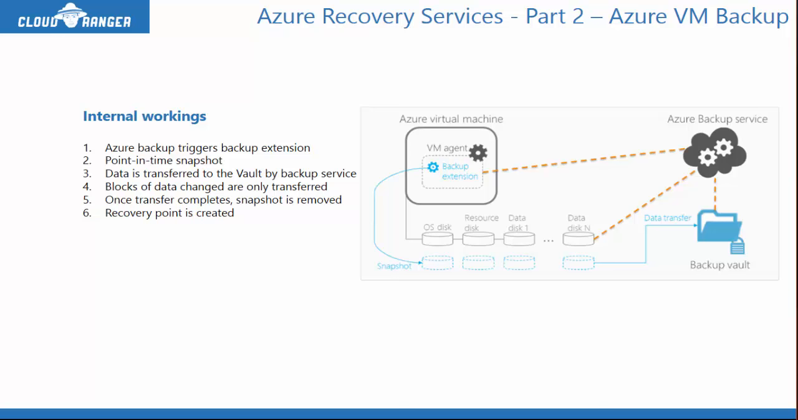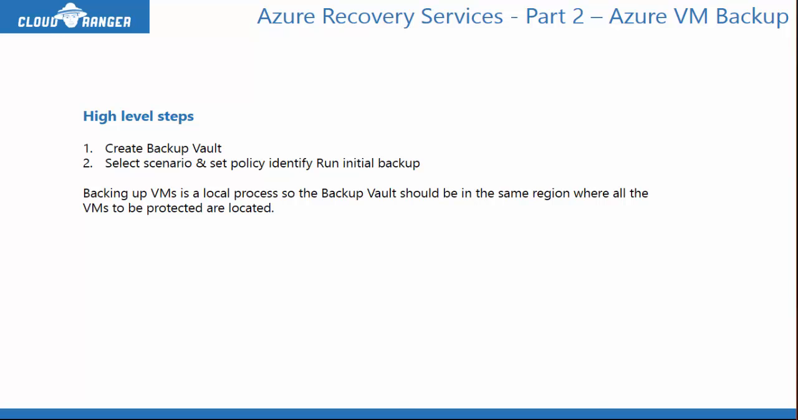All right. So not to get into too much detail, the basic high level steps is you need to create a backup vault. The first thing, like I mentioned, go to part one if you do not know how to do that. If you know how to do that, or you have it from the previous video, just keep that vault. And what we are going to do is select a scenario and set policy, which will identify and run initial backup. So I'm going to go ahead and show you how all of this is done in a moment.